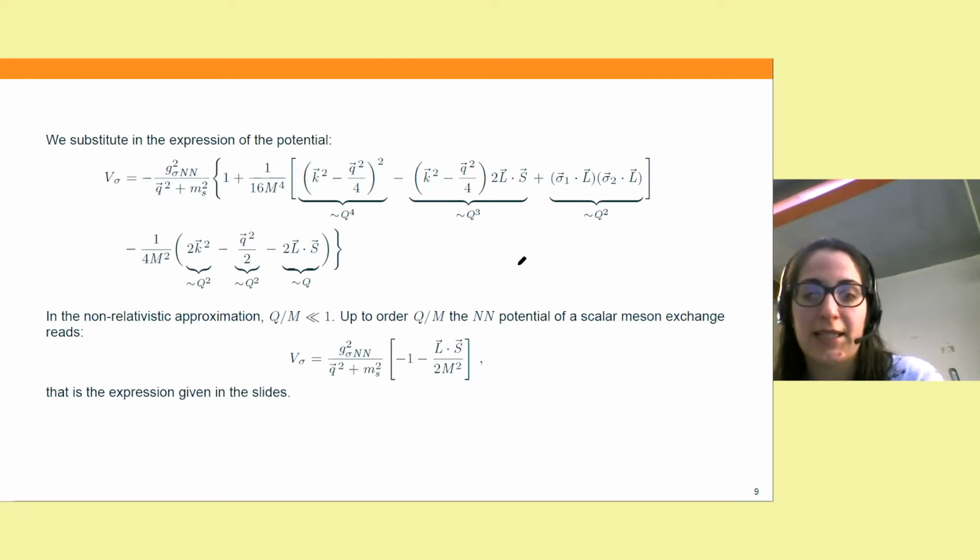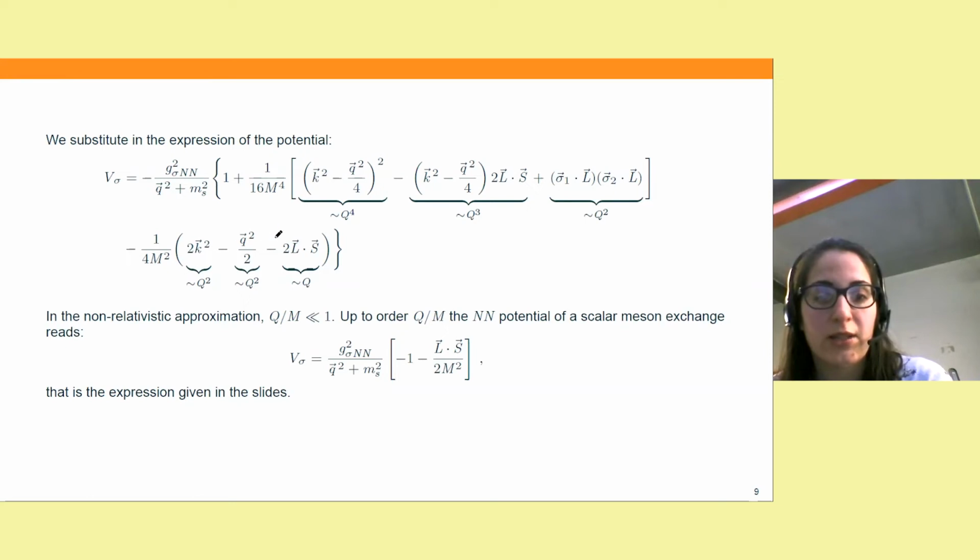So if we analyze term by term, we can see that they don't all contribute the same in the non-relativistic approximation. So we will keep terms up to order Q over M, okay? So we see that this term here is going as Q to the 4. This one here, it is going as Q to the 3rd. So these we can neglect. And this one is going as Q to the 2nd, to square. So we can also neglect them.